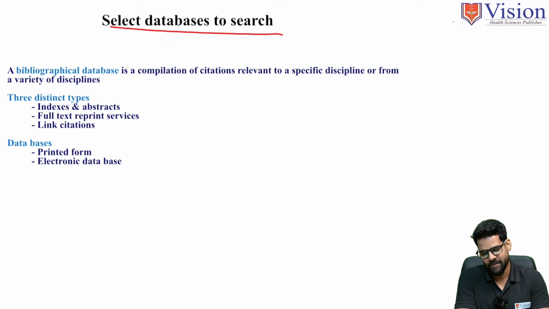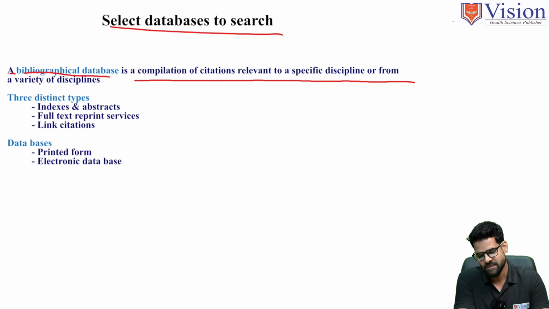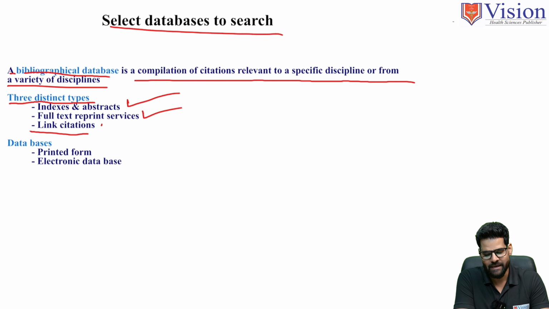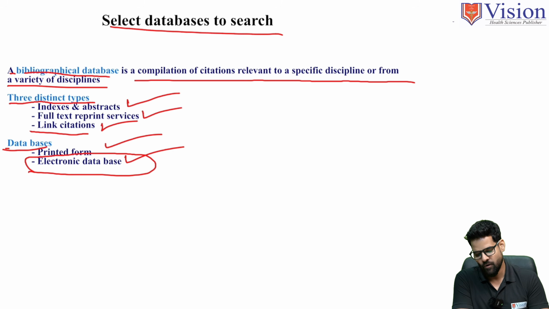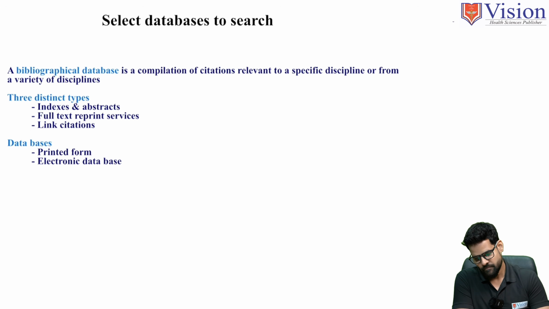First, select the database. A bibliographic database is a compilation of citations relevant to a specific discipline. I already told you about this. So there are three different types available. Some databases have indexes and abstracts. Full text reprint services are also available for some, and some databases only provide the link citations. Okay, so databases are of two types. It can be a printed one, it can be an electronic one, but these days almost all the databases are available in an electronic format.